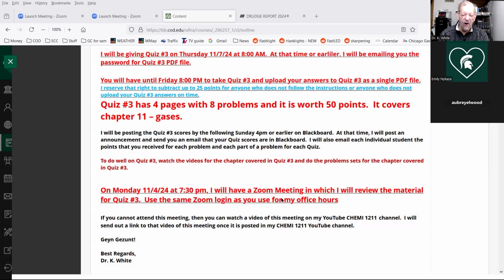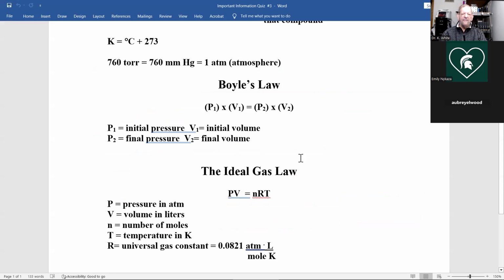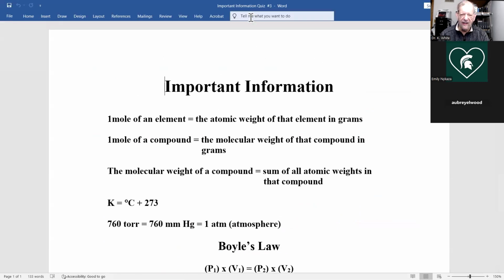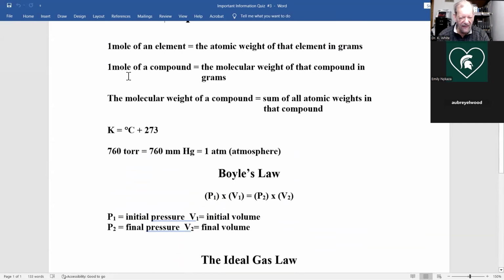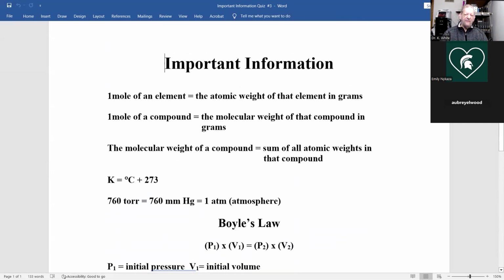If you go to the lecture section of Blackboard, you'll find a file called Important Information, Quiz 3. This will be the last page of quiz 3, and you don't have to memorize these formulas.